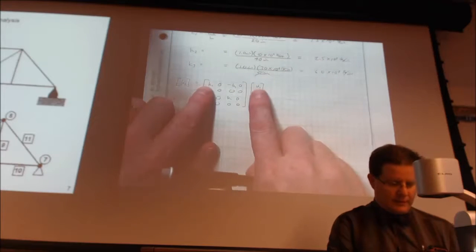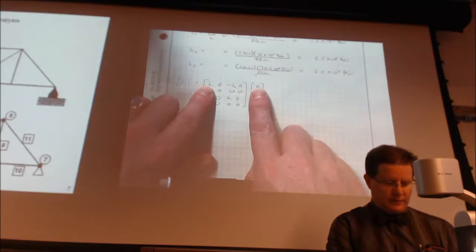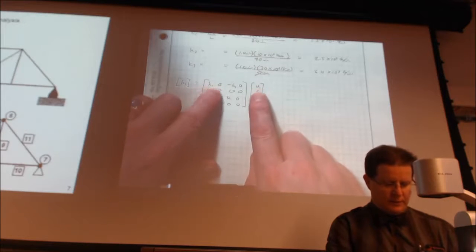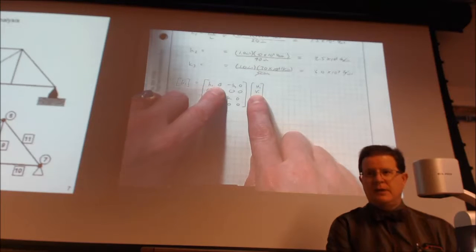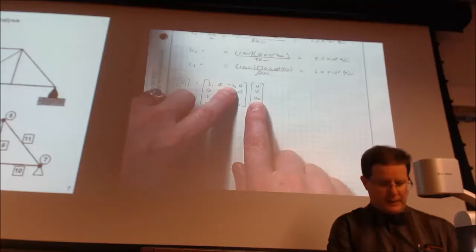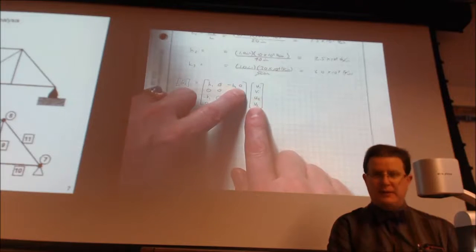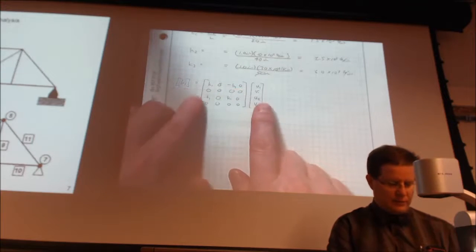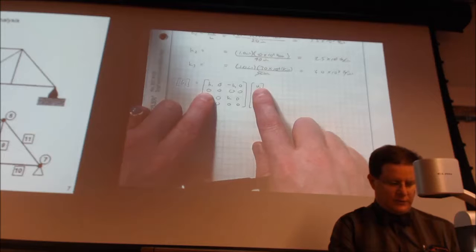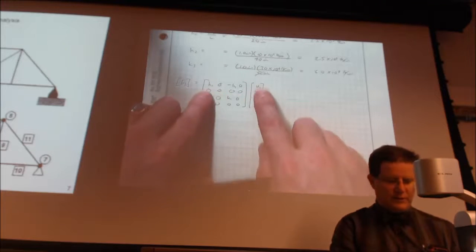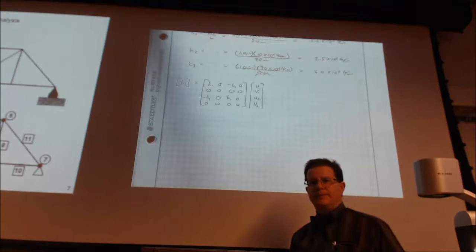Right? Because we can deflect in the X at node 1. We cannot deflect in the Y at node 1. We can deflect in the X at node 2. We cannot deflect in the Y at node 2. And then for the Y-axis, we can have no deflection for any one of them. Okay.